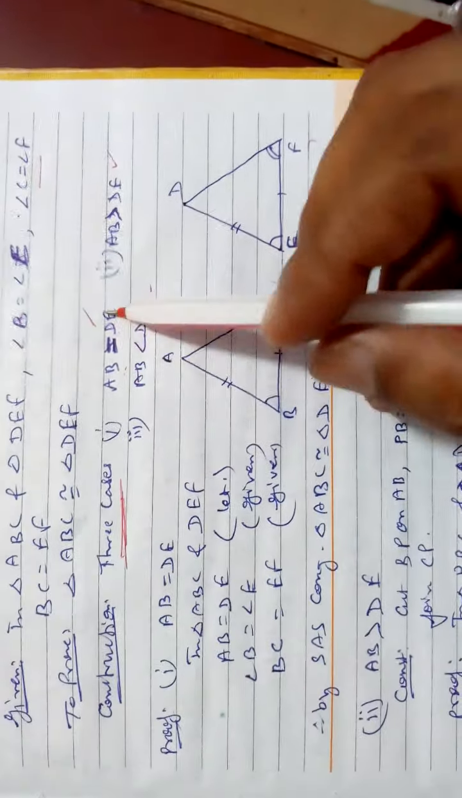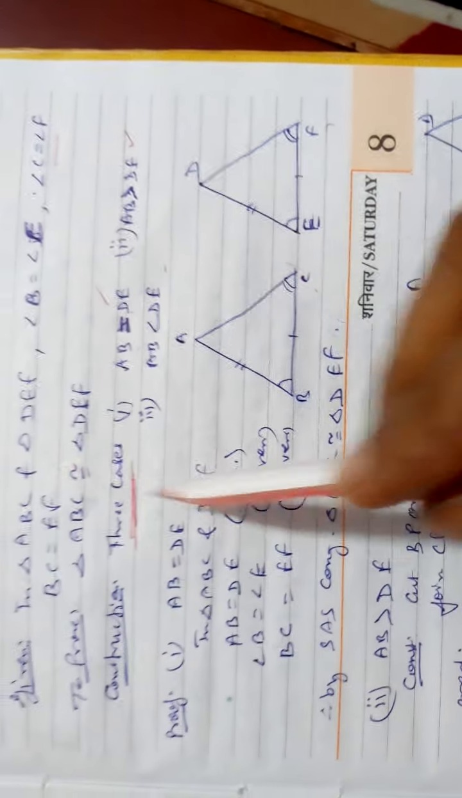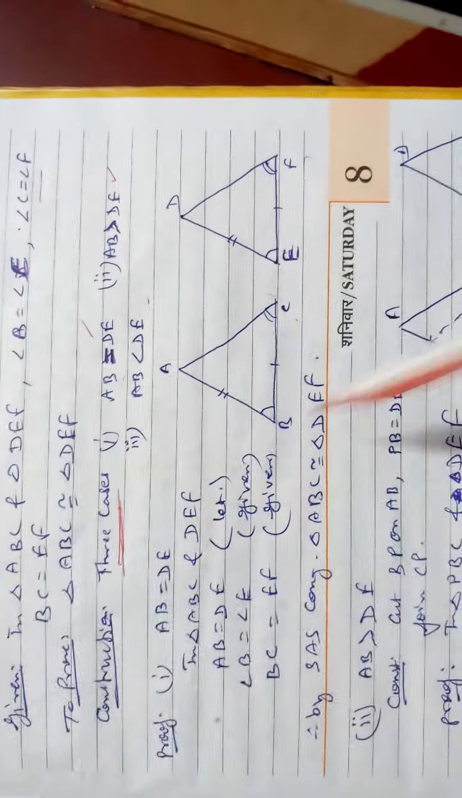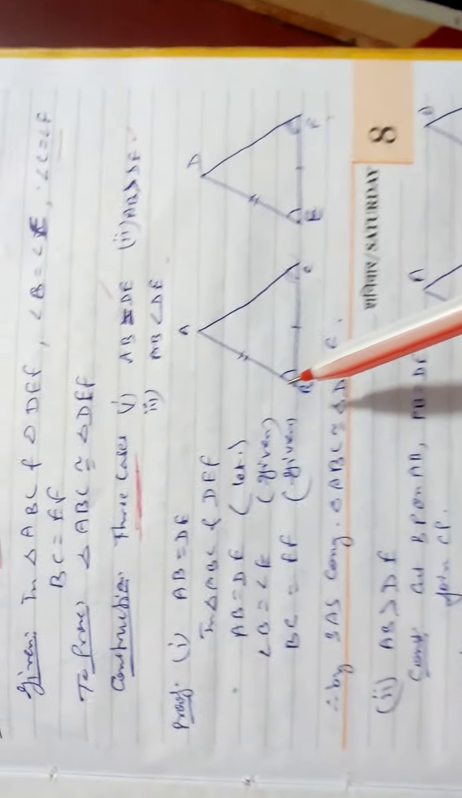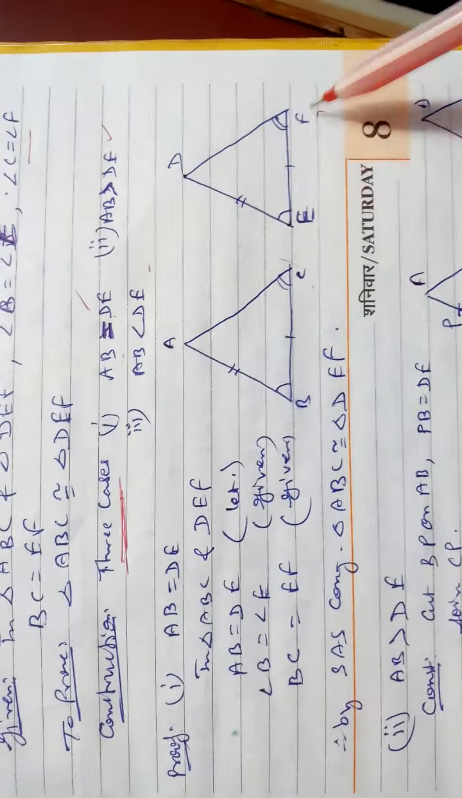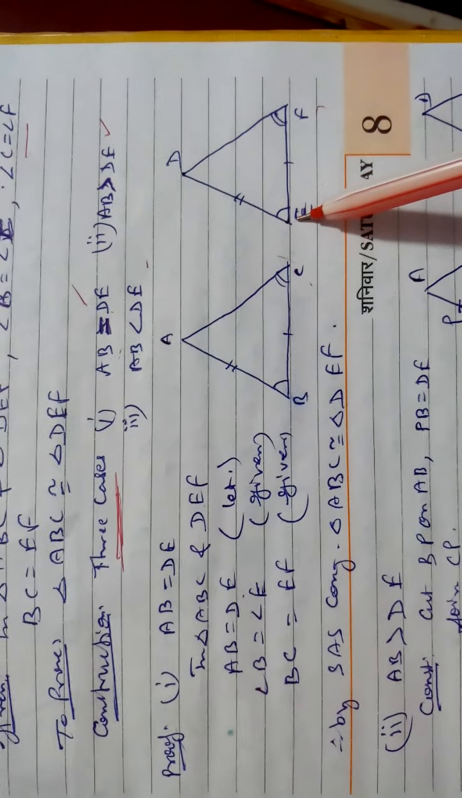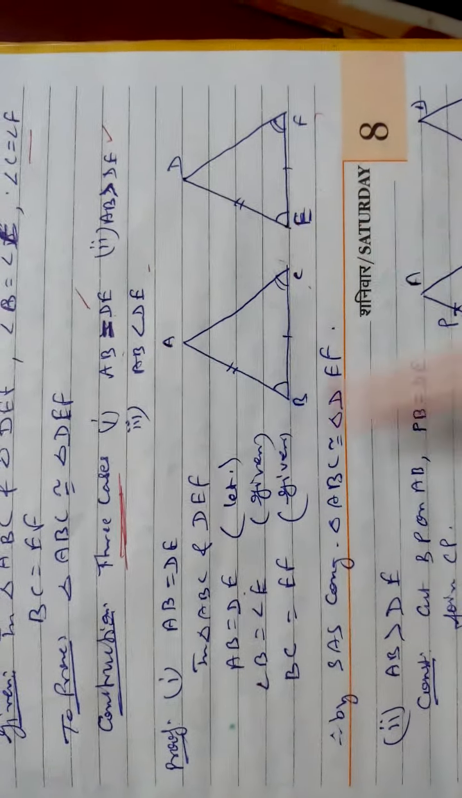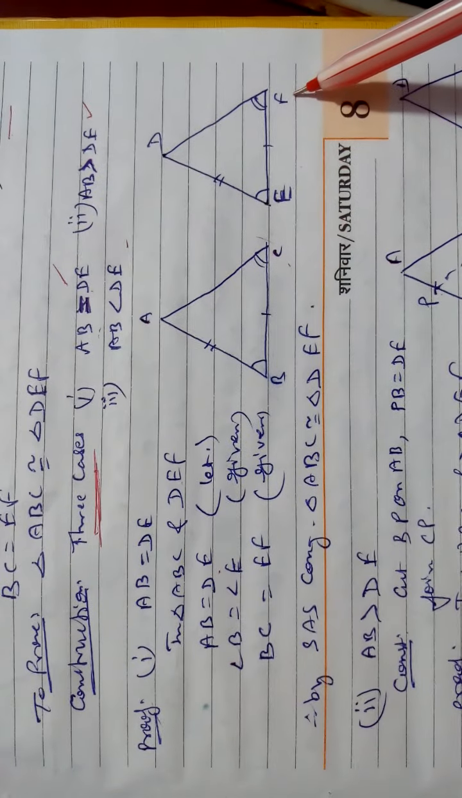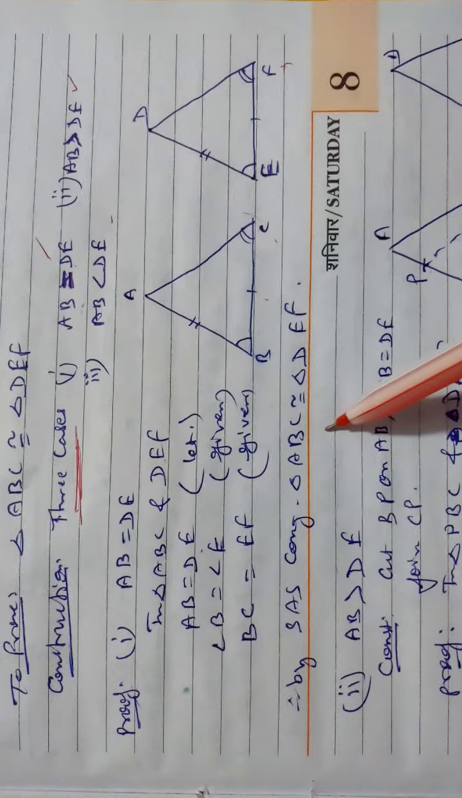First, I am taking AB equal to DE, then no problem, both the triangles, you are taking ABC. Don't use the ASA. ASA is given, you want to prove by another congruency. So I am proving by SAS. AB equal to DE given, so in triangle ABC and DEF, AB equal to DE, angle B equal to angle E, and BC is equal to EF. So by SAS congruency, both are congruent.